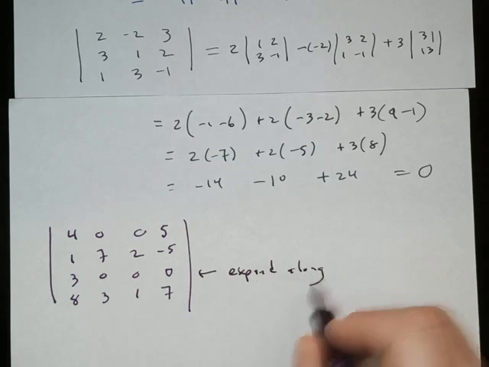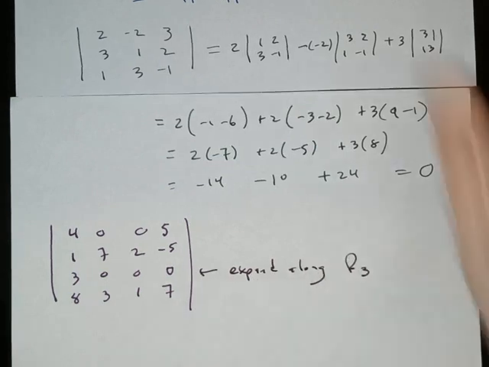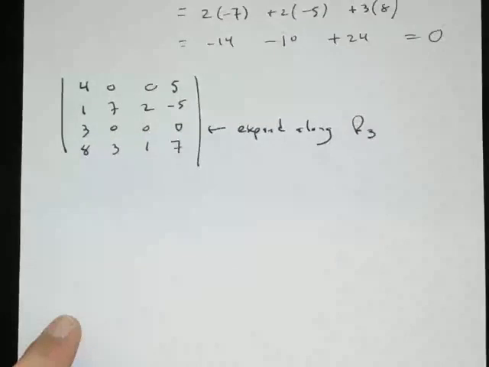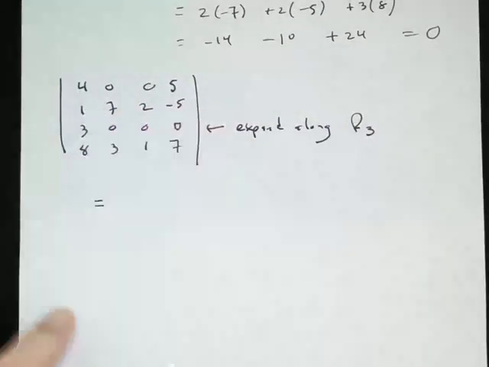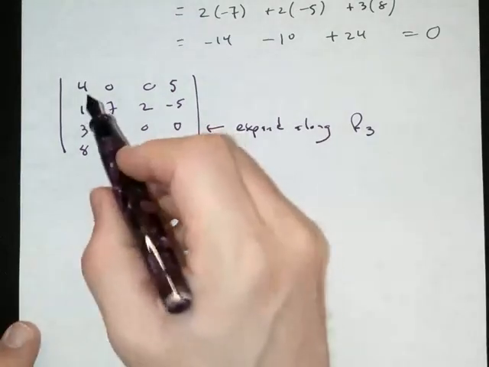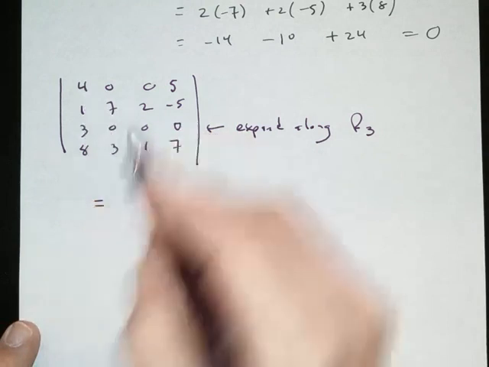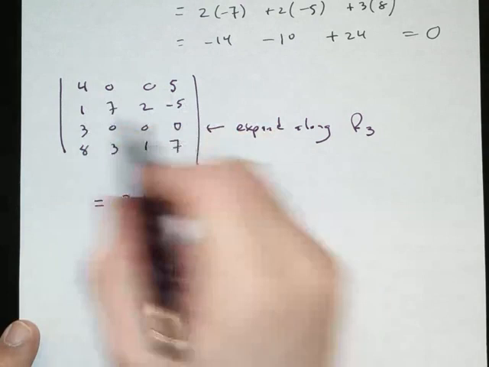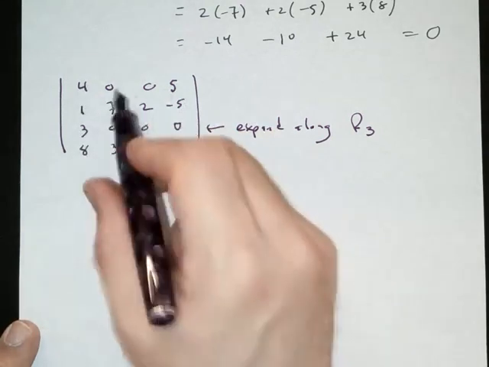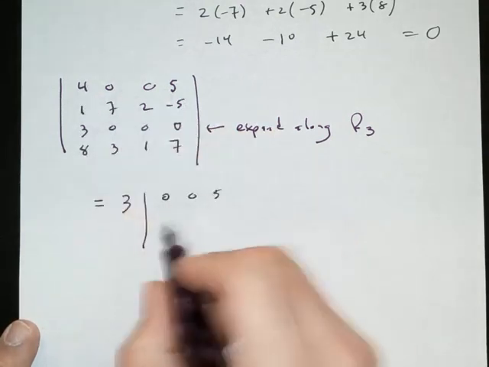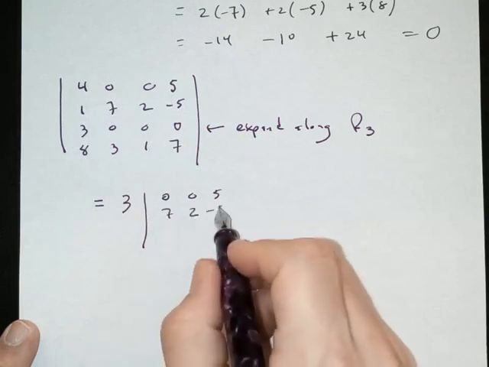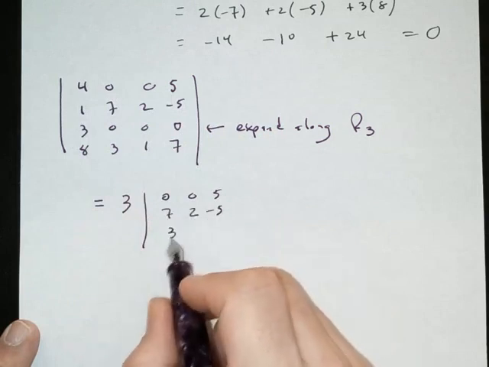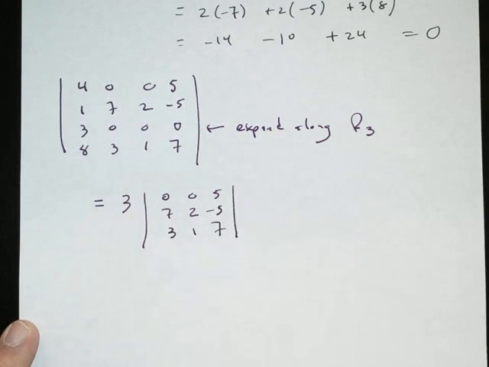And then this determinant. Okay, does it start with a +3 or a -3? Because we count down from here, plus to minus, minus back to plus. Then I get a 3x3. I cross out the first column and the third row, 0, 0, 5, 7, 2, -5, 3, 1, 7.